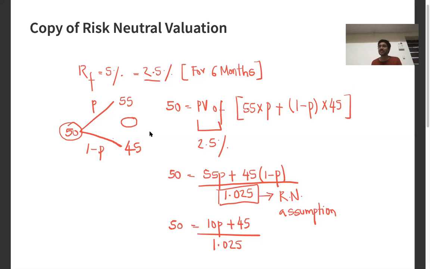Agreed? So these are the cash flows of a share, which we are discounting using the risk-free rate, because we have assumed risk neutrality. Had we not made that risk-neutral assumption, the expected cash flow would have remained the same. It would have been 55 into P plus 1 minus P into 45. That is the expected cash flow. Okay. But for a risk-averse investor, the discount rate changes. The discount rate is actually CAPM.